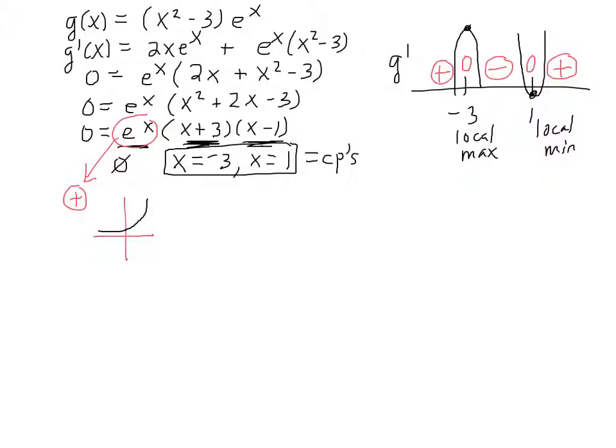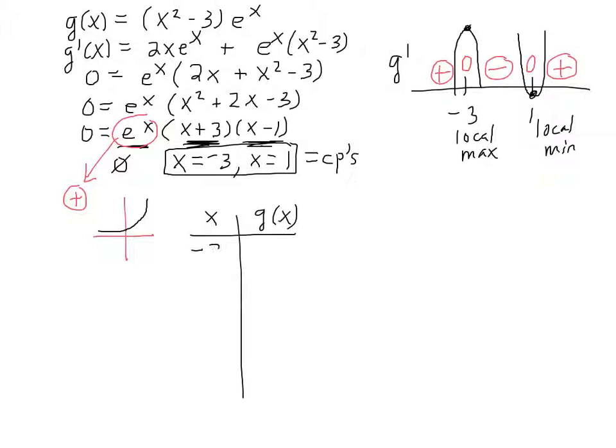So let's make a table and summarize what we have. Remember, we're trying to find the absolute highest and the absolute lowest on G. We're using G prime as a tool to help us find the critical points, which we know produce local max and min values. They could also be an absolute value.